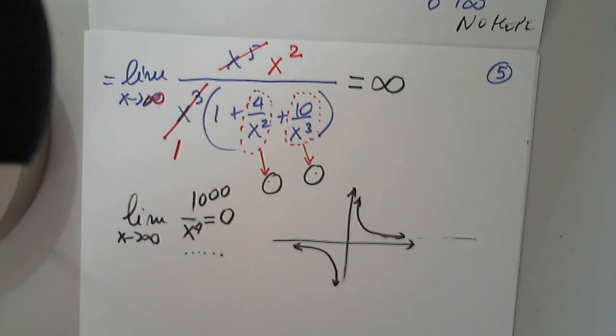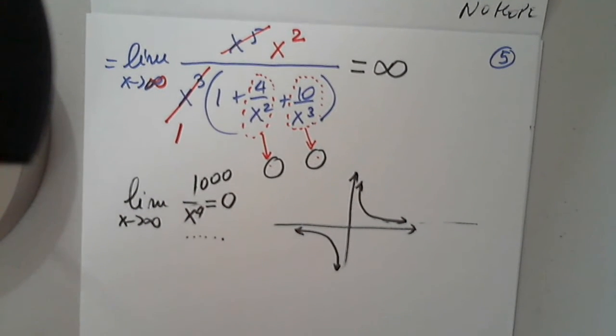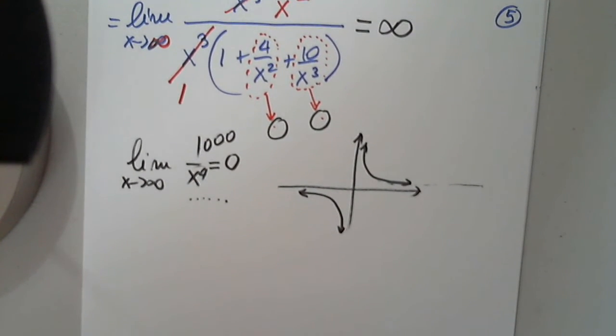So do we write infinity or DNE? When do we write DNE? When the functions are going in opposite directions. Correct. Thank you.